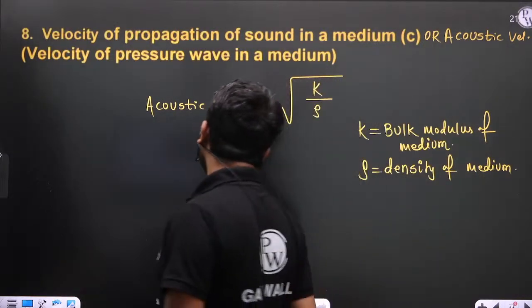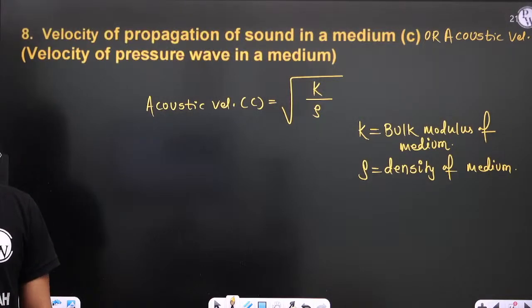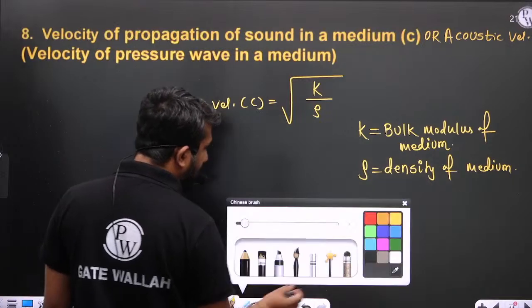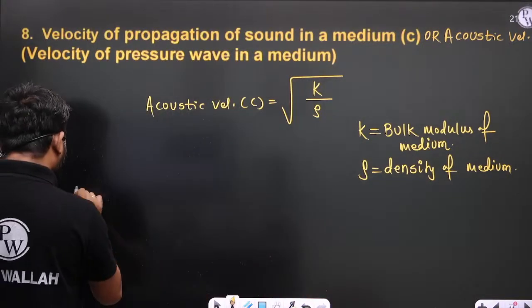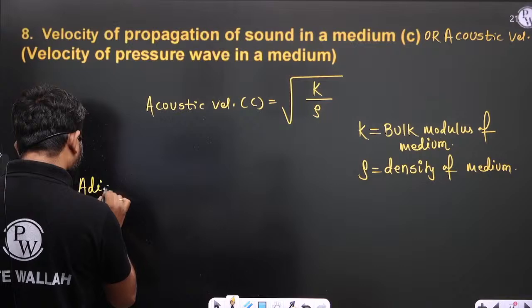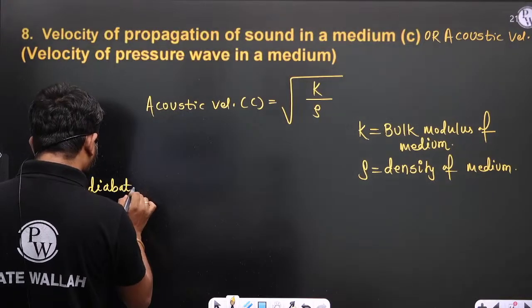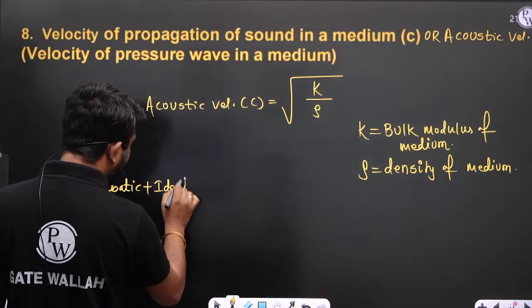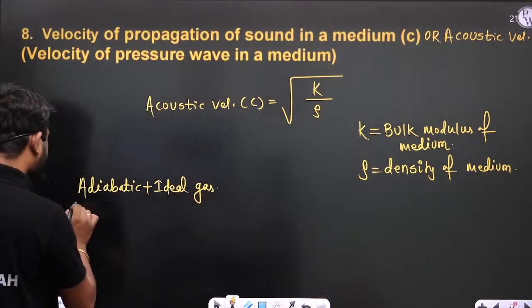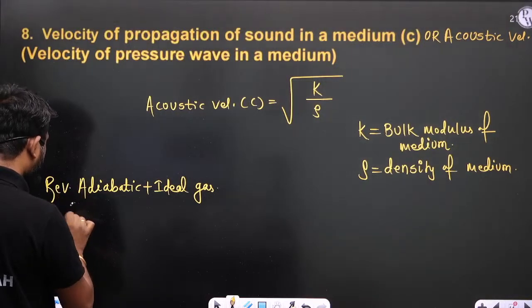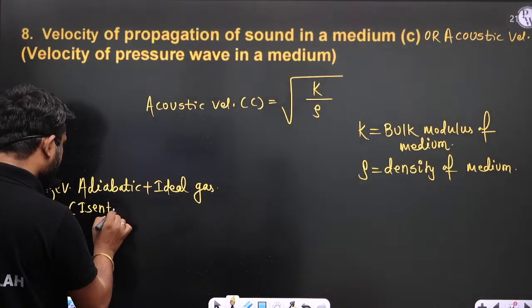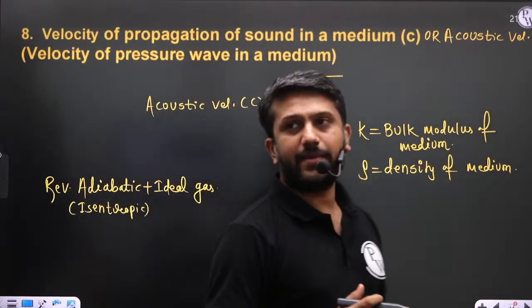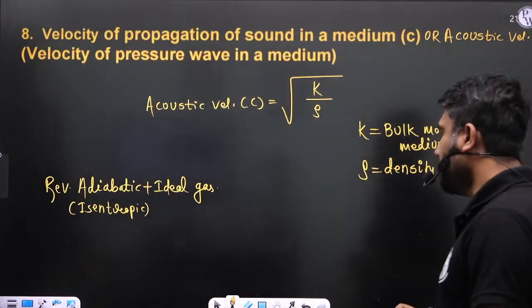Right? So this is the mathematical expression of the acoustic velocity in a medium. Fine. Now, if I'm talking about the adiabatic condition, adiabatic plus ideal gas condition. Adiabatic means reversible adiabatic, or you can say isentropic. So reversible adiabatic condition plus ideal gas.